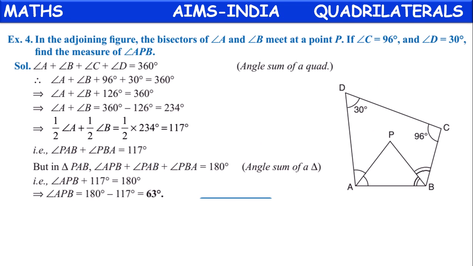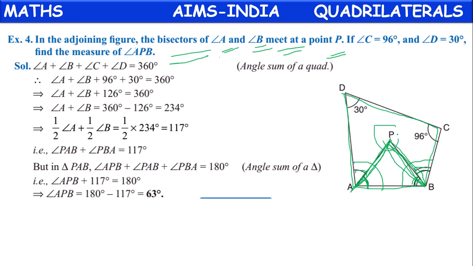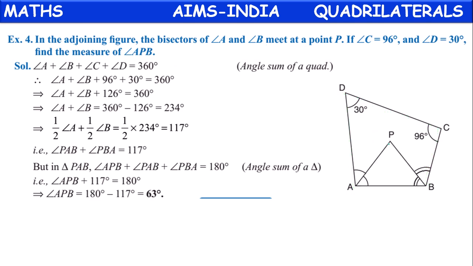Next one. In the adjoining figure, the bisectors of angle A and angle B meet at point P. ABCD is the quadrilateral. This is angle A. This is angle B. We have a bisector of angle A, which divides it into two smaller, equal parts. The bisector of angle B divides it into two smaller, equal parts. Both the bisectors meet at P.